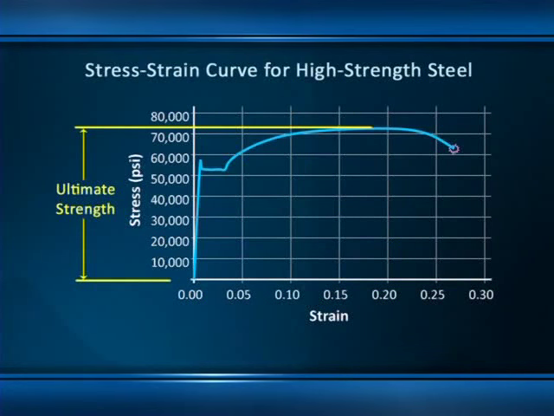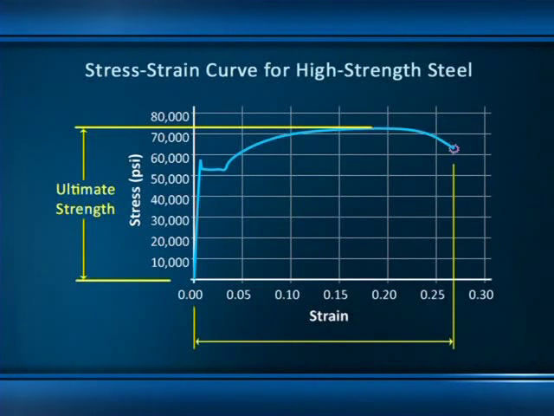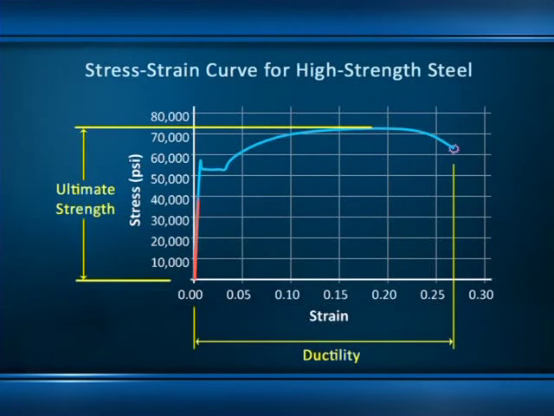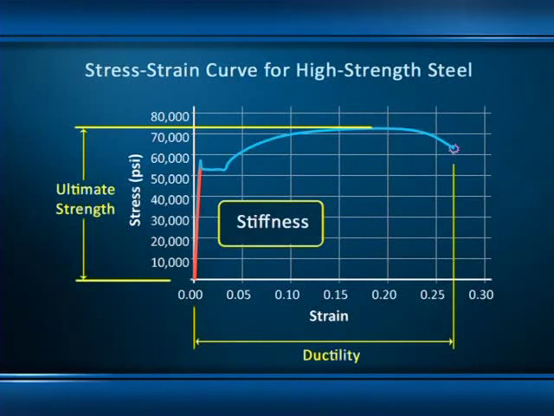The second important material property is represented by the width of the curve, and it corresponds to the material's capacity to undergo large, permanent plastic deformations before it finally fails. This capacity is called ductility. We'll talk a lot more about it next lecture. And finally, the third property is represented by the slope of the lower elastic portion of the stress-strain curve. It's a measure of the resistance of the material to elastic or non-permanent deformation. This property is called stiffness. We're going to revisit these ideas of ductility and stiffness in more detail next lecture.